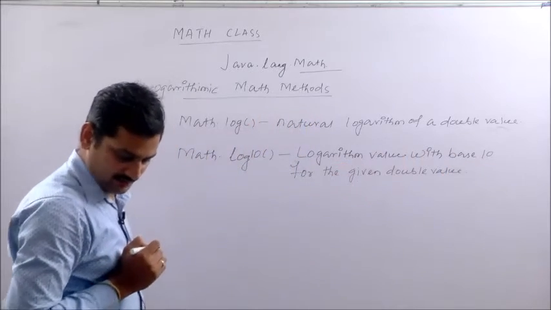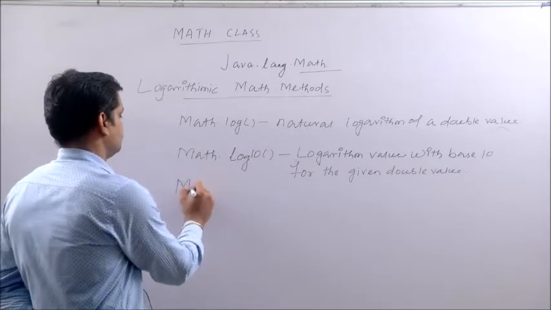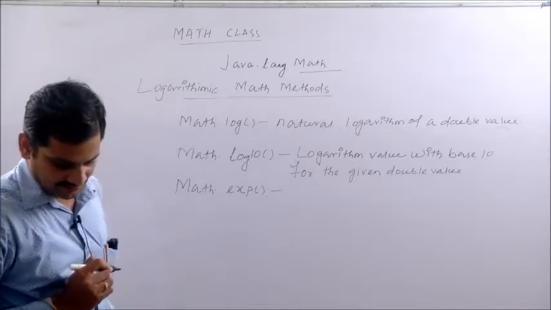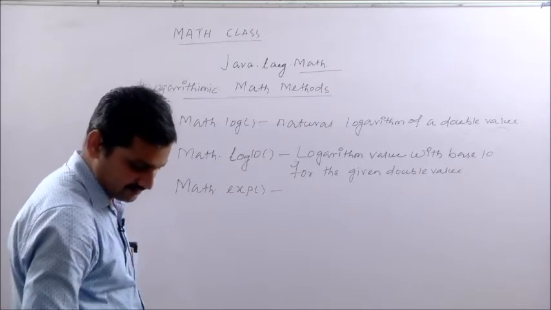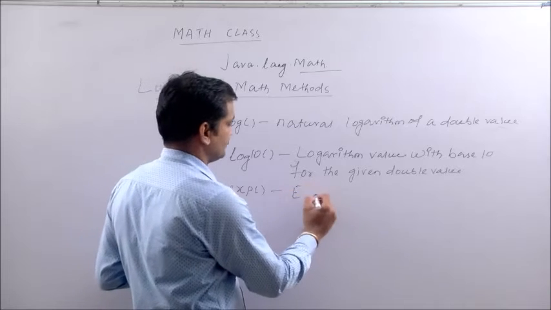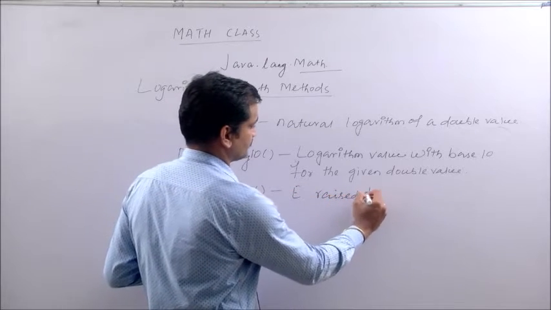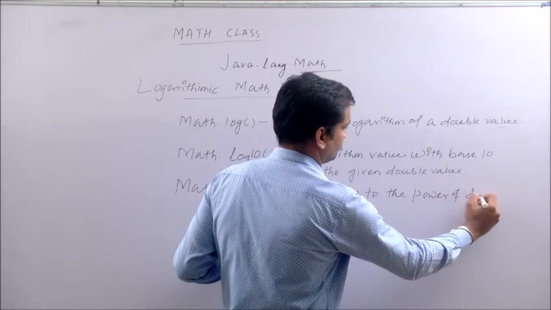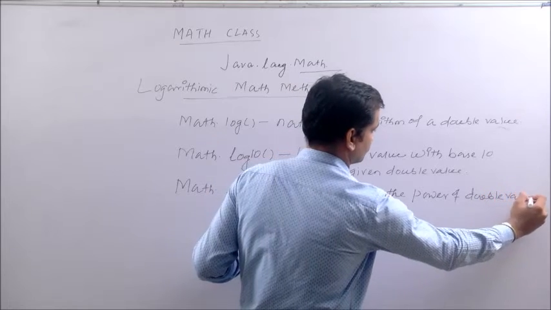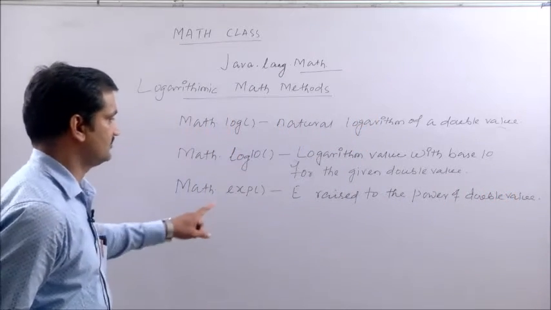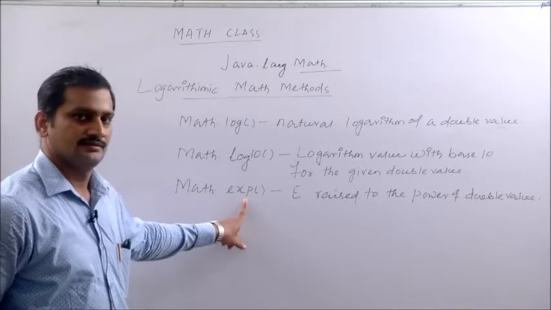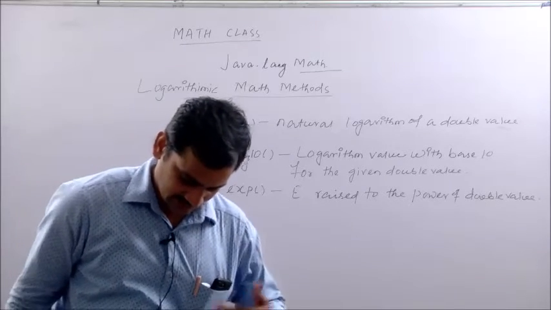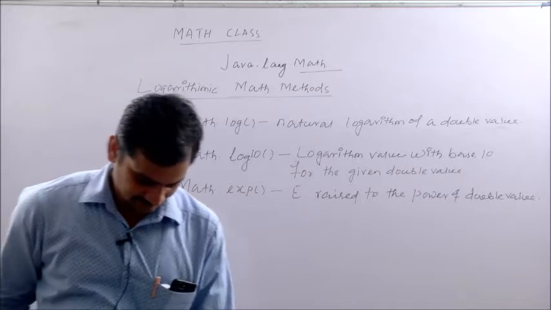Similarly, there is one more function, that is math.exp. It gives e raised to the power of a double value. In scientific notation, if you want to see a number, you can use this method, which expresses the number in the form of e raised to the power of a given double value.